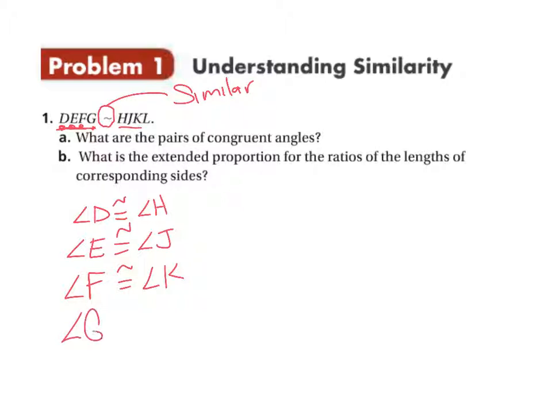So angle G is congruent to angle L. Those would be your congruent angles, how they would set up. And then part B says, what is the extended proportion for the ratio of the lengths of corresponding sides?